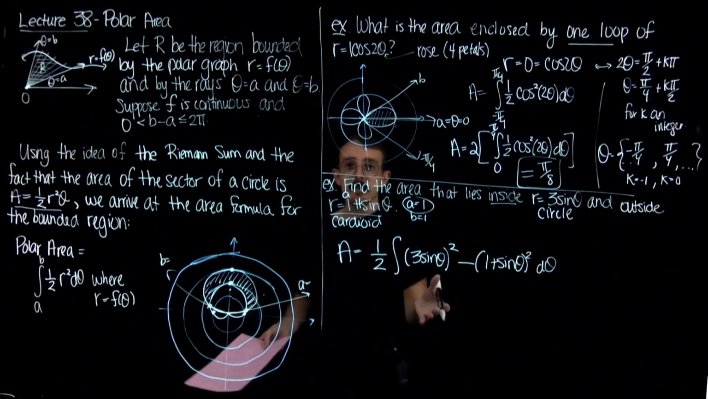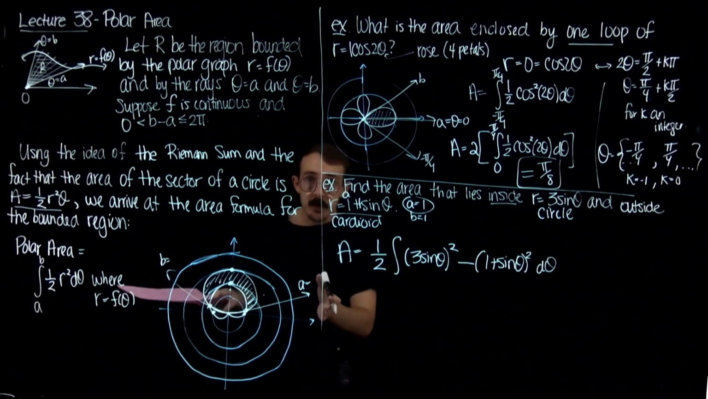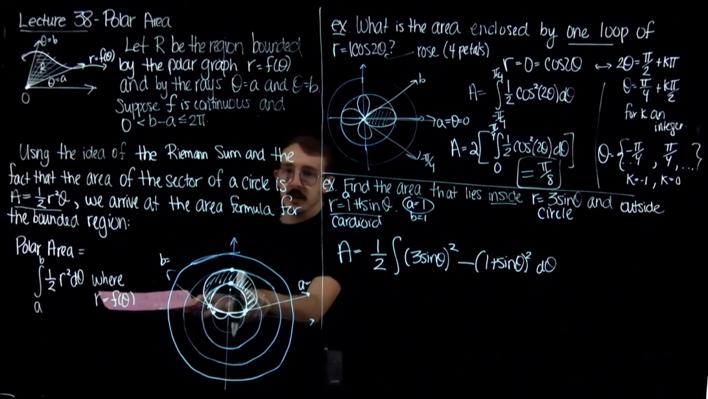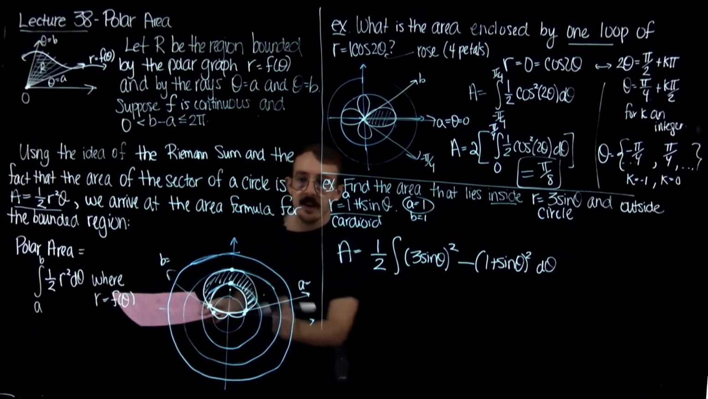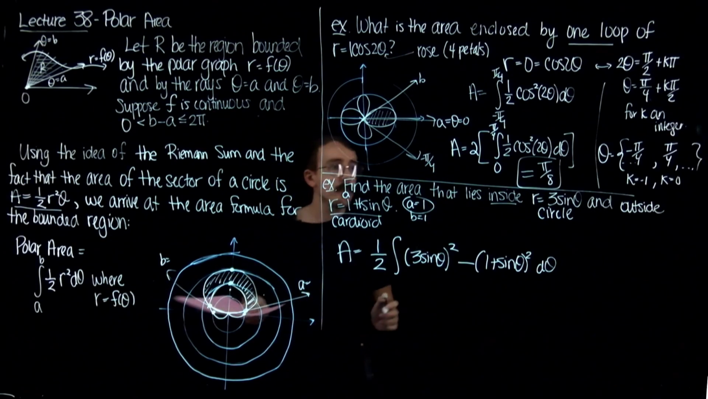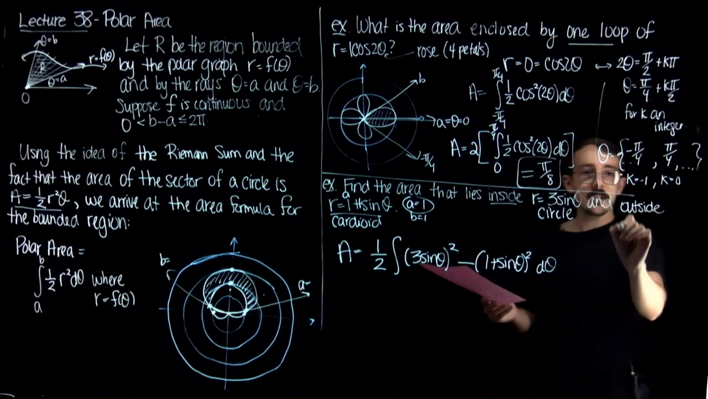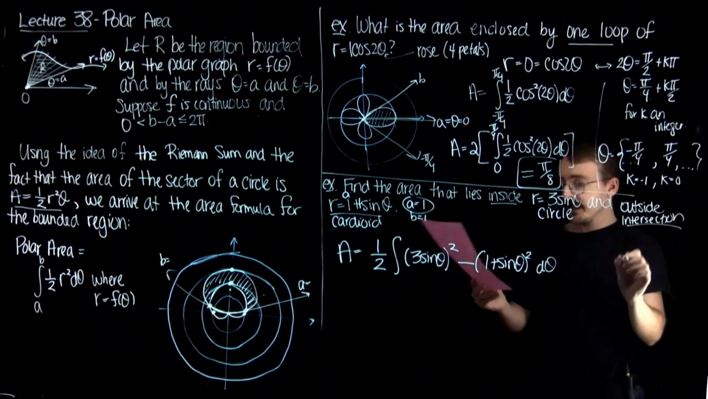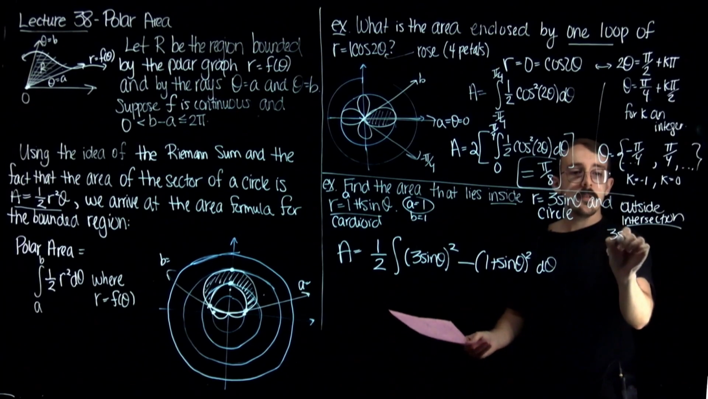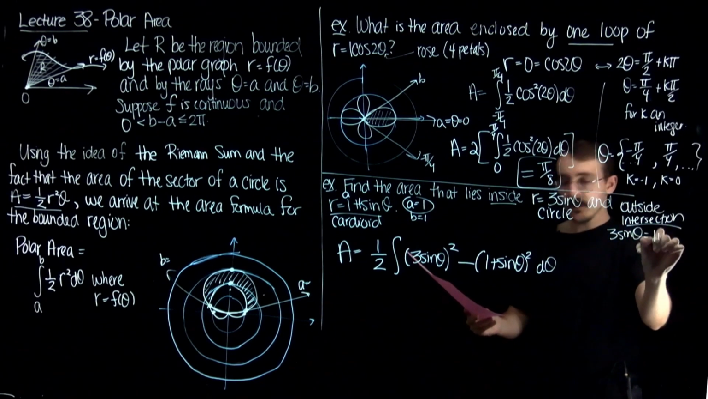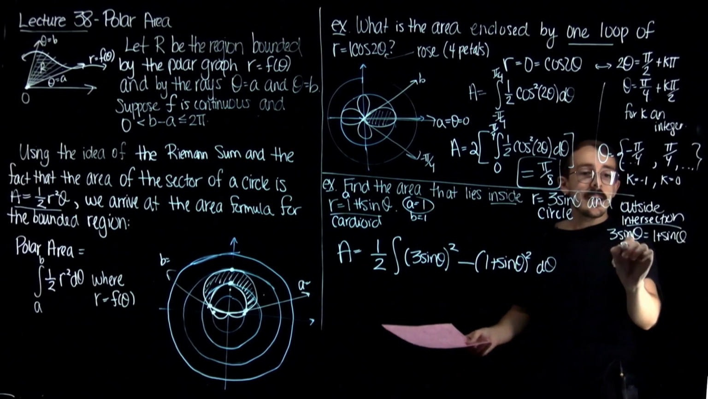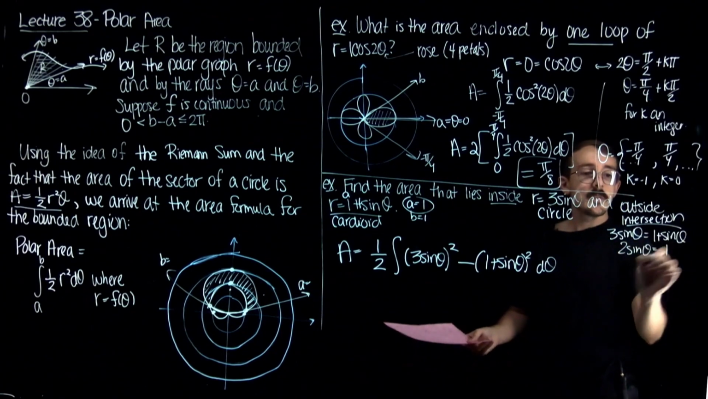And now what do I integrate over? Well, the most basic approach you could do is figure out where these intersect. We need to know where these two graphs intersect right here and here, and then I'd have my total bounds. So let's look at their intersection. I'm going to set the circle, 3 sine, equal to the cardioid, 1 plus sine. I'm going to get 2 sine theta is 1, or sine theta is 1/2.